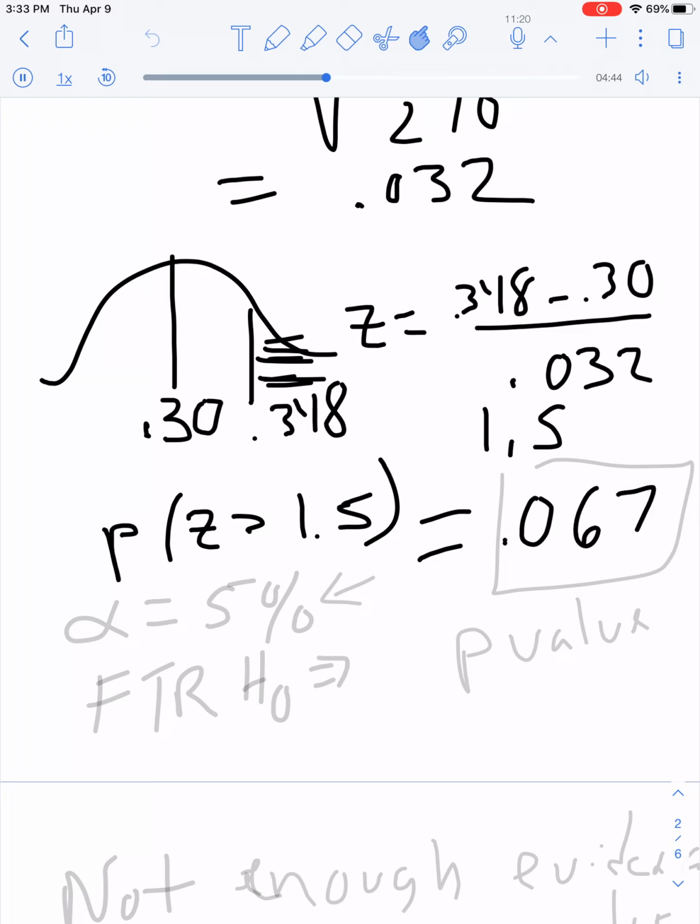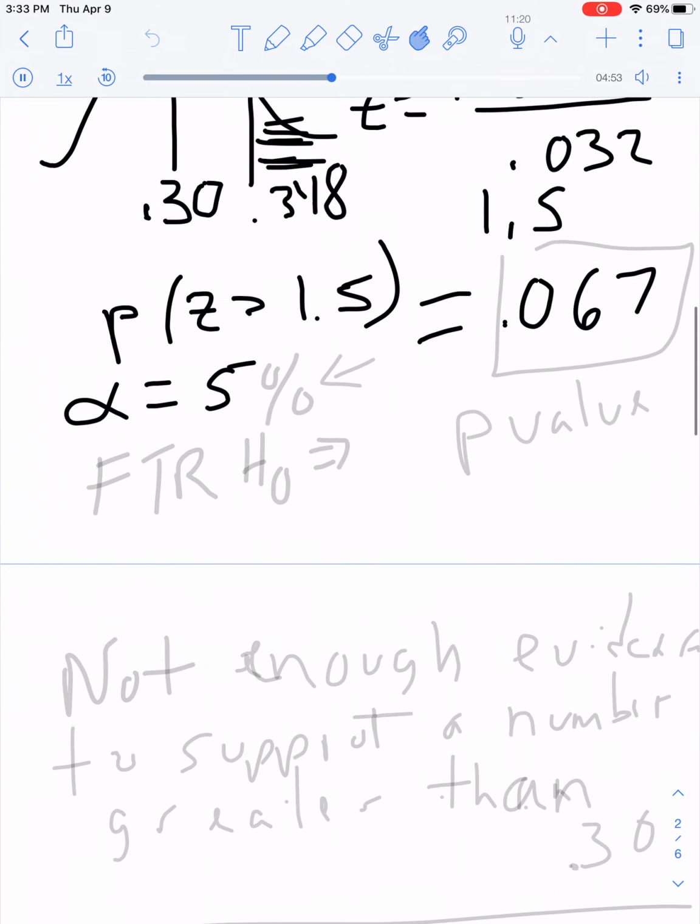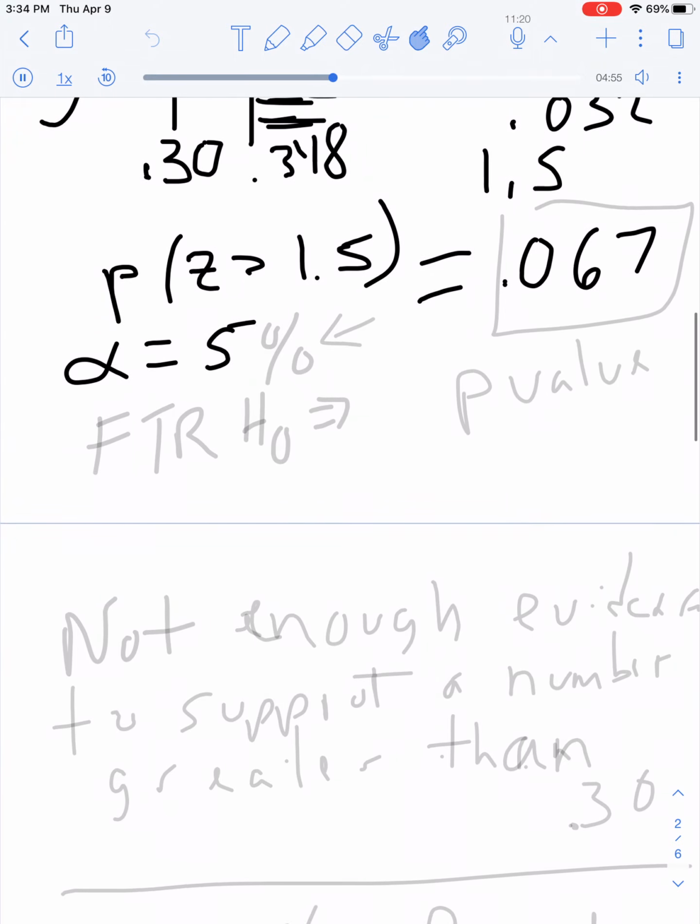So, if we're using an alpha level of 5%, this here is 6.7%. So, since it's above 5%, we would fail to reject, FTR, fail to reject the null, and say there is not convincing evidence that the number of red cars is greater than 30%.